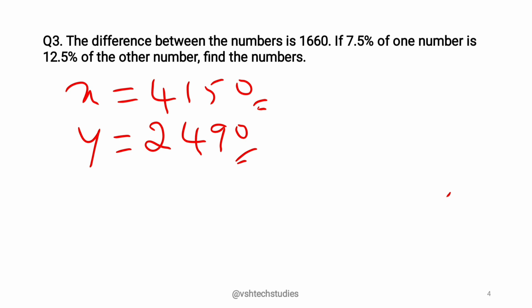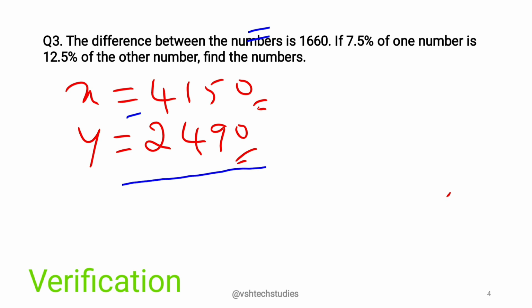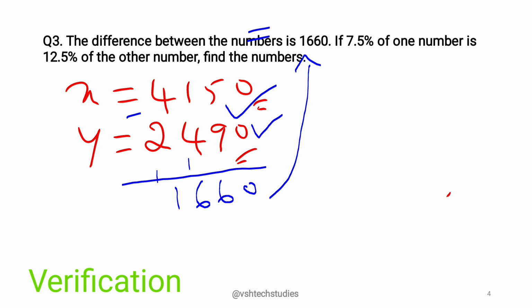We can verify. The difference between the numbers should be 1660. So you take the difference here. 0 minus 0 is 0. 15 minus 9 we cannot do, taking one borrow. So 15 minus 9 is 6. So 1 minus 5 we cannot do, taking one more borrow. So 11 minus 5 is 6 and 4 minus 3 is 1, giving 1660, which is the same as this. Hence the two numbers are correct. This is the solution of question number 3.